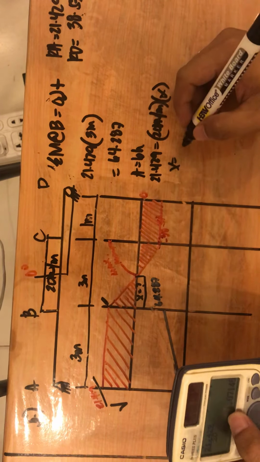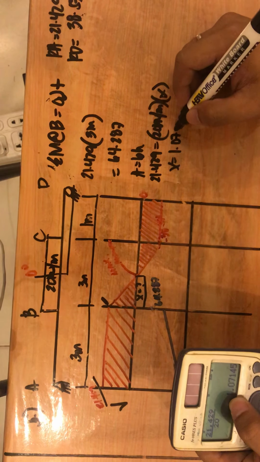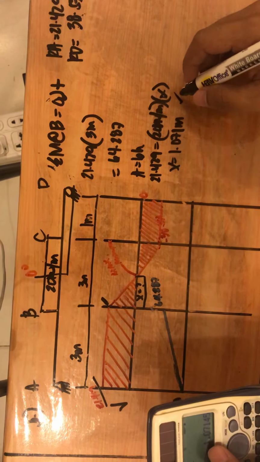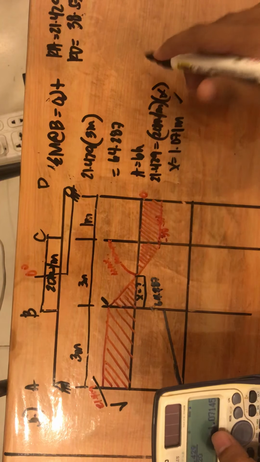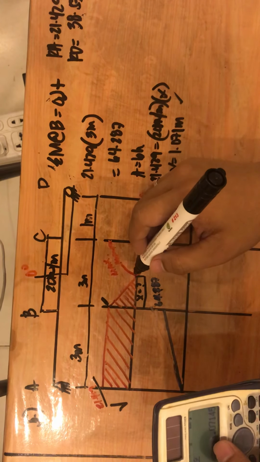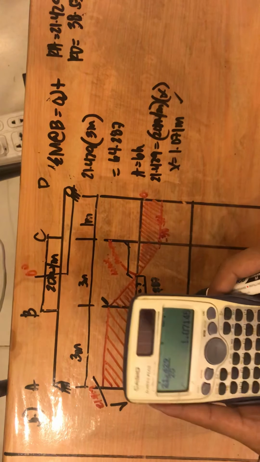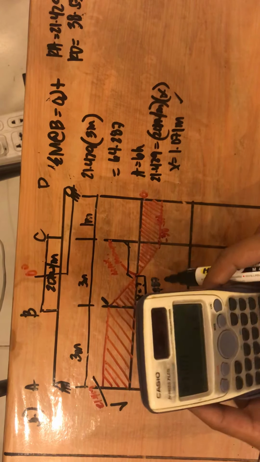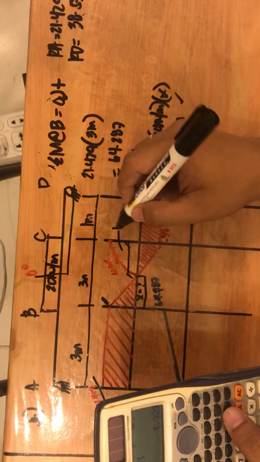Since it is less than 3 meters, we have 1.071 meters. So that's correct. The location of the maximum moment from point B is 1.071 meters. Then next, let's determine how far it is from point C. Take the difference: 3 minus 1.071. So the location of the maximum moment from point C is 1.929 meters.